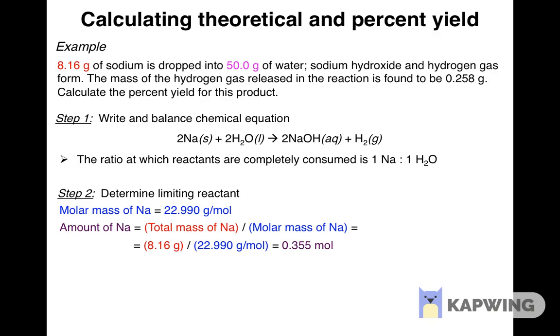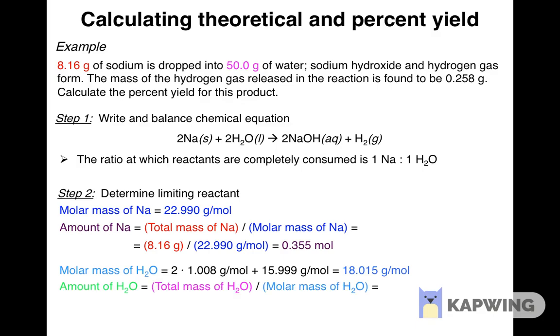To find the number of moles of water, we need to divide the mass of water, 50 grams, by the molar mass of water that can be calculated by taking twice the molar mass of hydrogen, 1.008 grams per mole, plus the molar mass of oxygen, 15.999 grams per mole, which adds up to a total of 18.015 grams per mole. Dividing 50.0 grams by 18.015 grams per mole, we find that the amount of water is 2.78 moles, where we have taken the correct number of significant digits.